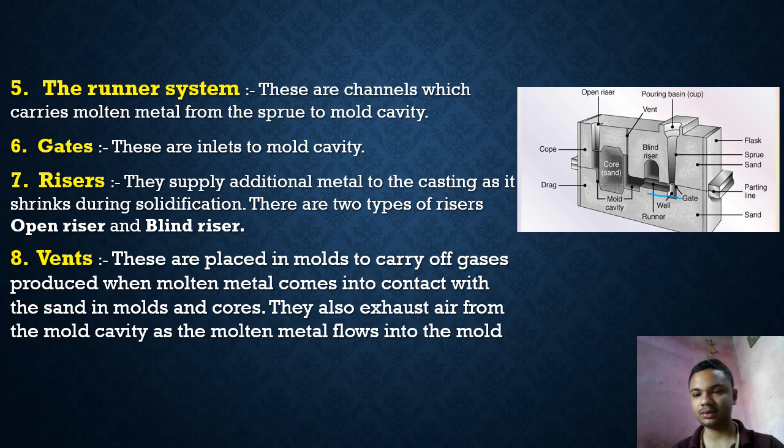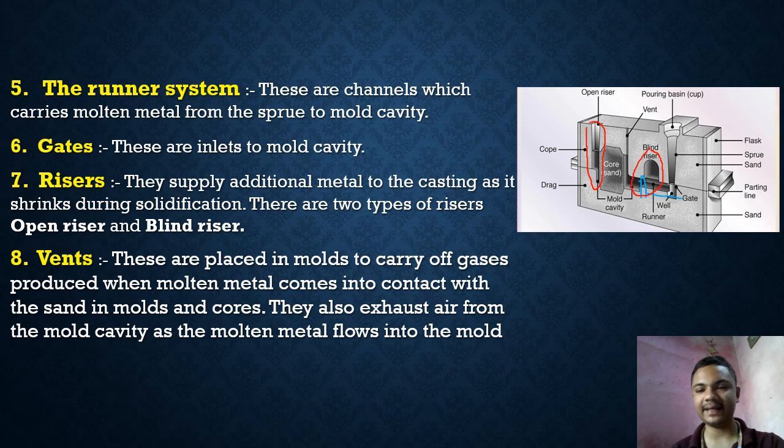Next is the gate. It is just the inlet to the mold cavity. Our next component is the riser. The riser plays a very important role. It has its own significance. During the solidification of the metal, there is some shrinkage of the metal. So to compensate for that shrinkage, we provide a structure called a riser. There are two types of riser, open riser and blind riser. You can see the open riser here and the blind riser here.